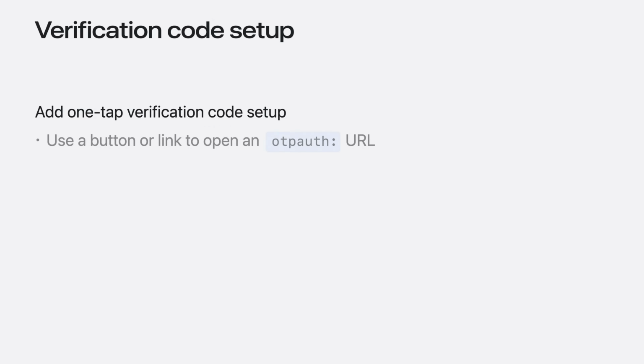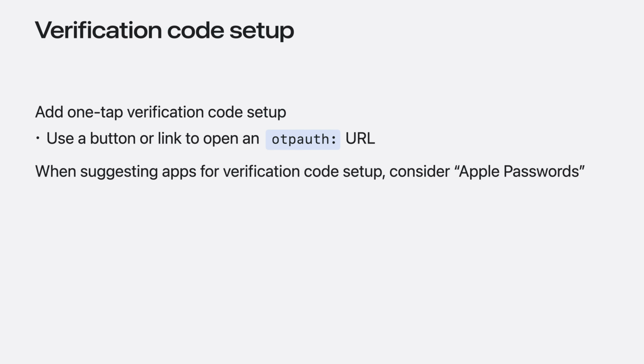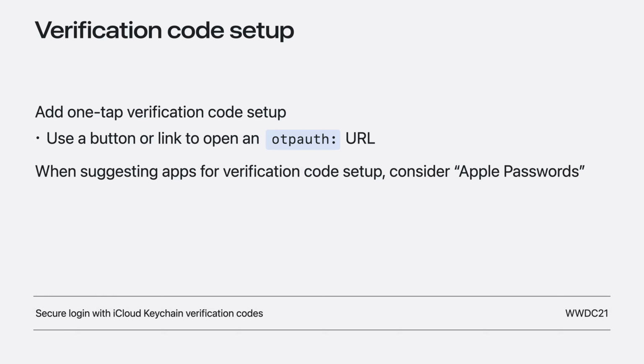Finally, for apps and websites that offer time-based verification codes, you can make setting up that code a one-tap experience by offering an OTP auth link in addition to the standard QR code. This link opens the default verification code app on the system, making it easy to set up codes either on another device or directly on the device you're already using. Also, if you display a list of Authenticator apps that can be used for verification codes, consider adding Apple Passwords to the list. For more on verification codes, check out Secure Login with iCloud Keychain verification codes.